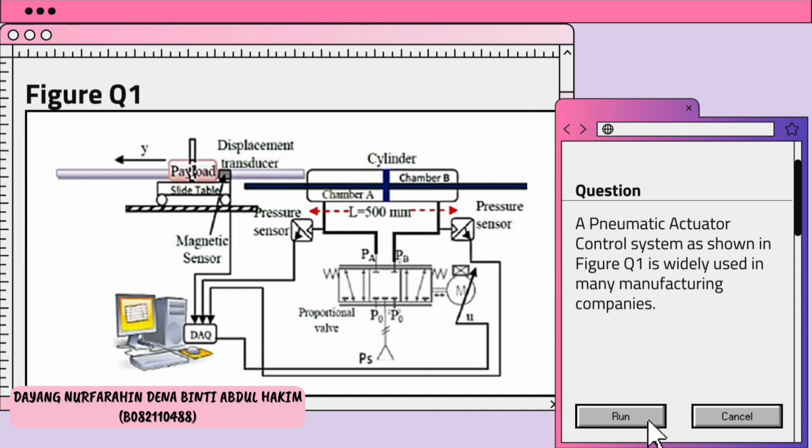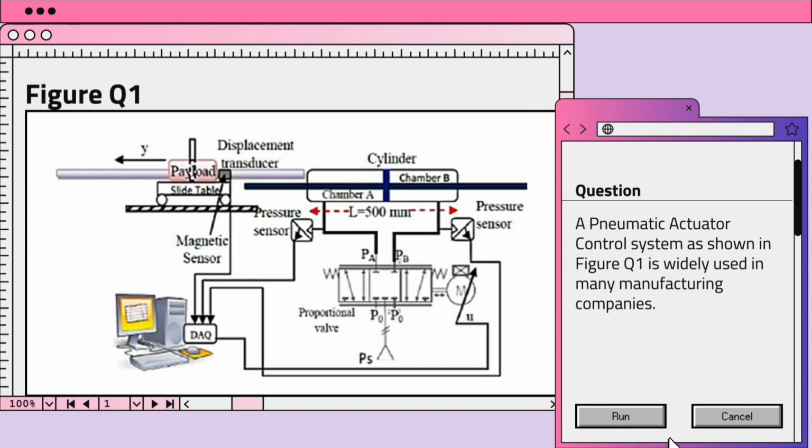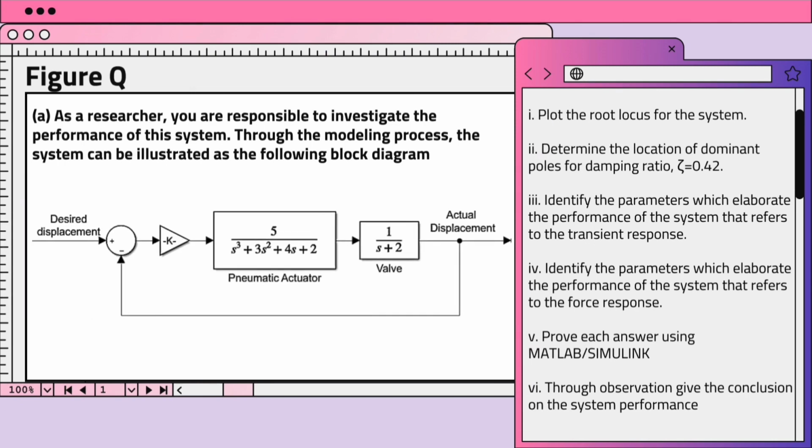My matrix number is B0821104888 and I will be explaining some parts of the assignment. This was the question given to us and this was the block diagram of the question.